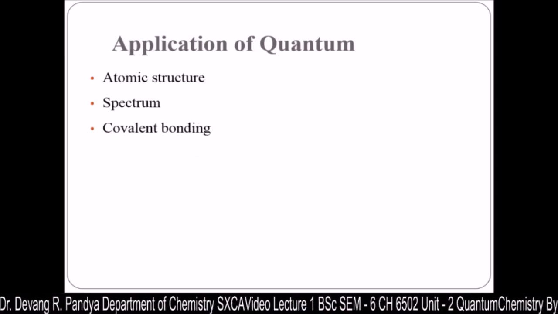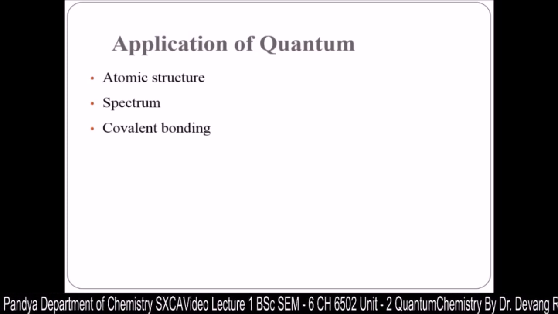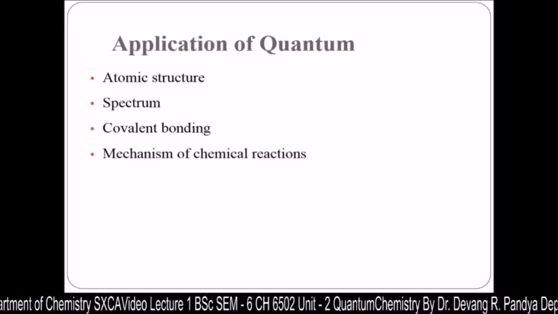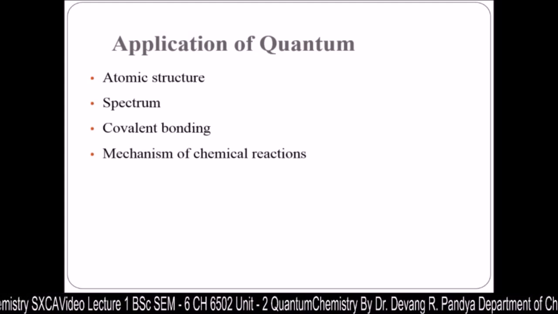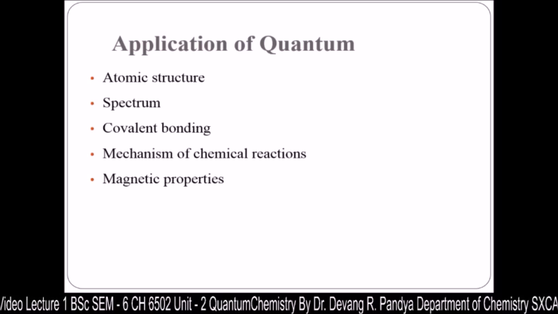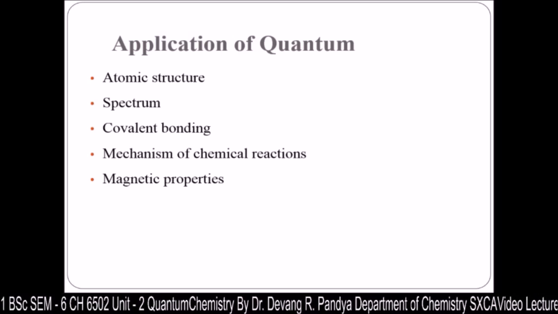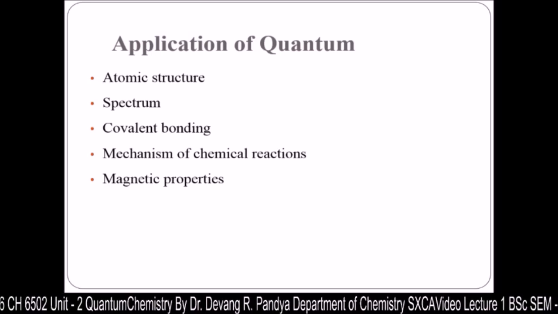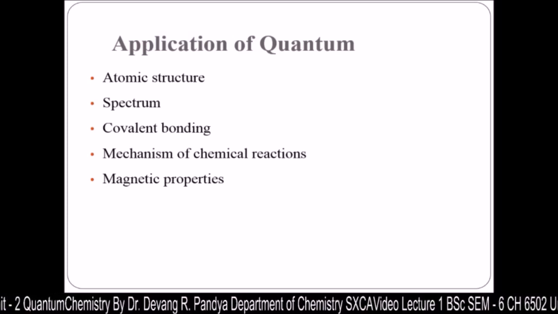Next, whether there is covalent bonding between two atoms in a molecule: if you want to study that, you need to use quantum. And in certain chemical reactions, whether organic or inorganic, to study the reaction and its mechanism, quantum is essential. Quantum gives a behavioral study of the electron, and the electron has spin and orbital motion, and these two give rise to magnetism. So to study the magnetic property of a compound, we need to study quantum.